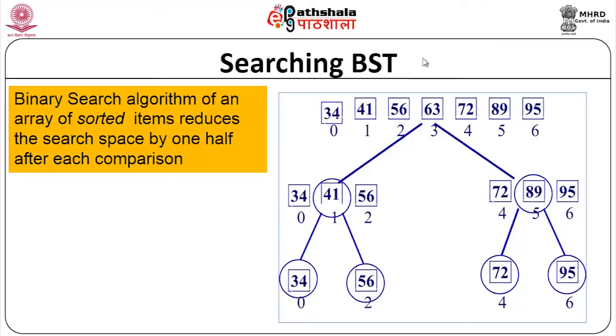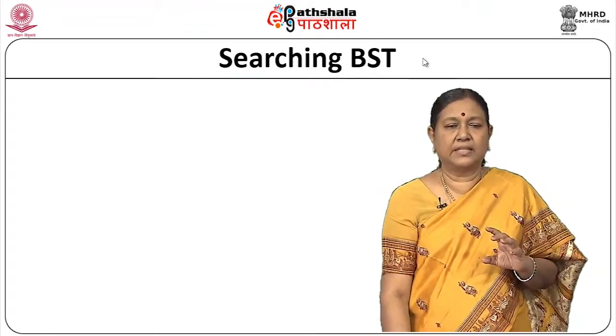When you are searching for an element, say 34, you will go to 63, find that 34 is less and come down. So, you will not search the 72, 89 part of the tree at all. You will search here, then you find that 34 is less than 41. So, you search only that part of the tree. That is what we are trying to say when we say searching.